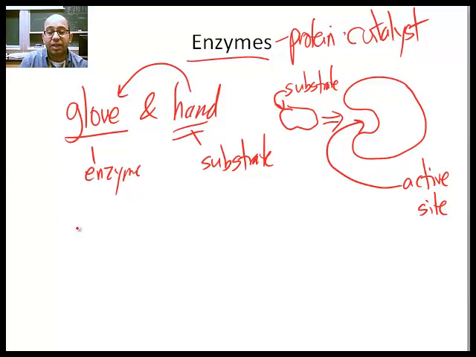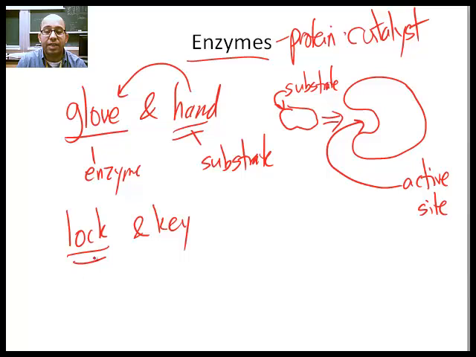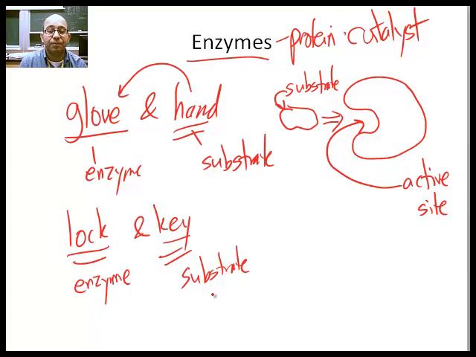The other analogy that often is talked about how enzymes work is the lock and key model. So the lock is the enzyme, and it fits a specific key, right? Only one kind of key fits in a specific kind of lock. So that would be the substrate that's acting upon. So both of these models are important in understanding how substrates and enzymes fit together.